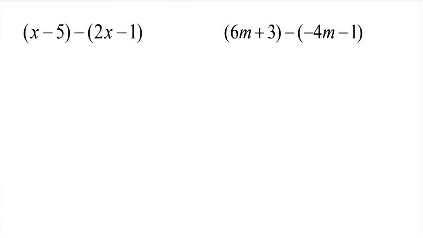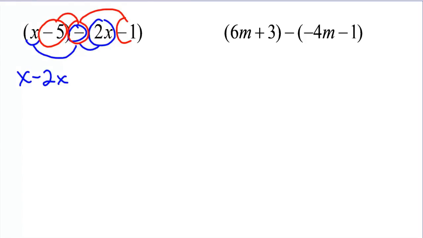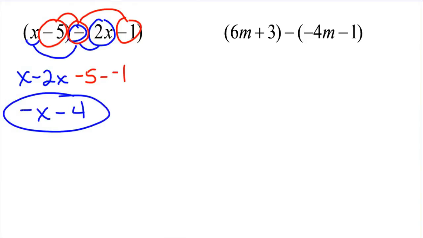A couple more examples here. x minus 5 minus 2x minus 1. x terms again. x minus 2x. That's what I copy down. And my constants, negative 5 minus a negative 1. And again, I deal with that double sign there. That minus a negative is like plus. So that's negative 5 plus 1, which is negative 4. And then x minus 2x is negative 1x, or just negative x minus 4 simplified.